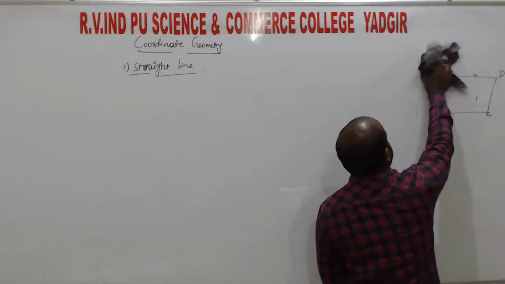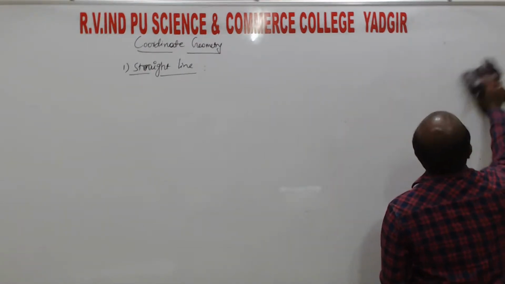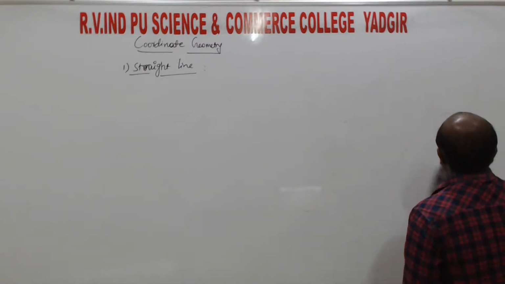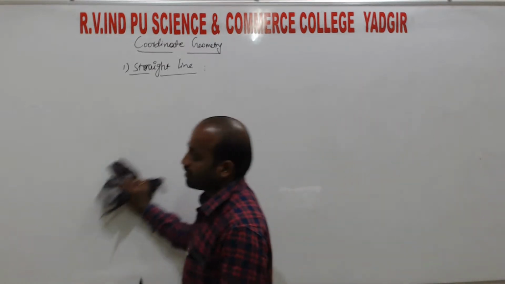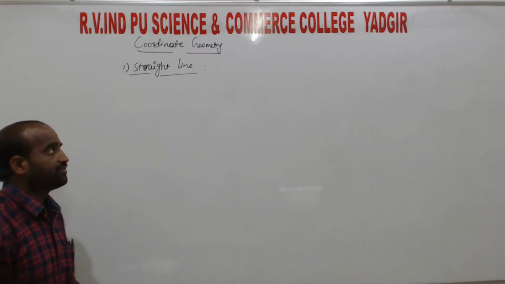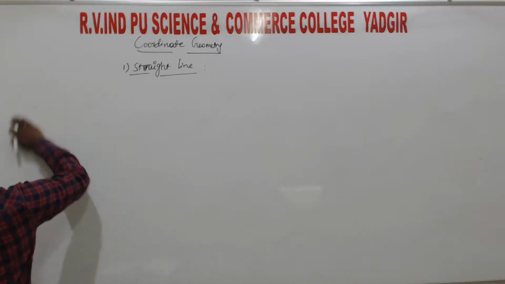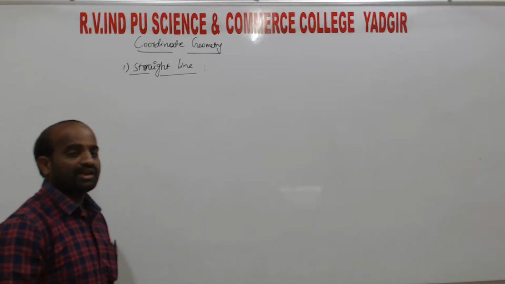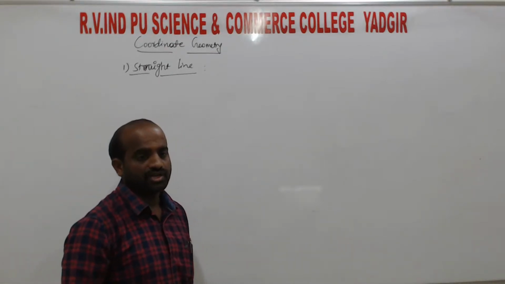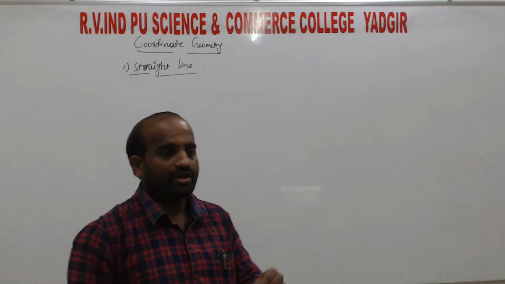The actual chapter will start now: straight line. Before that, one definition is there. We start with the slope of a line. First definition, slope of a line.